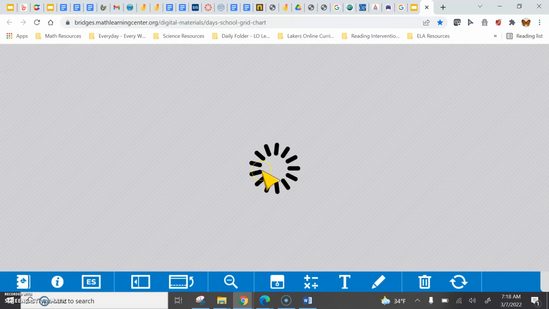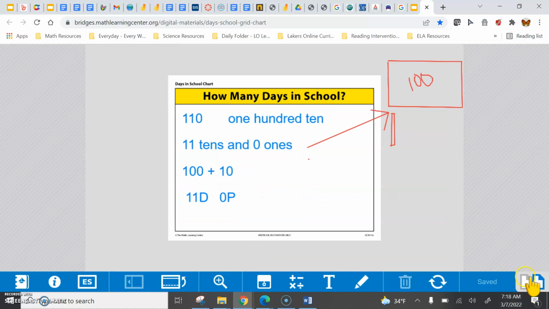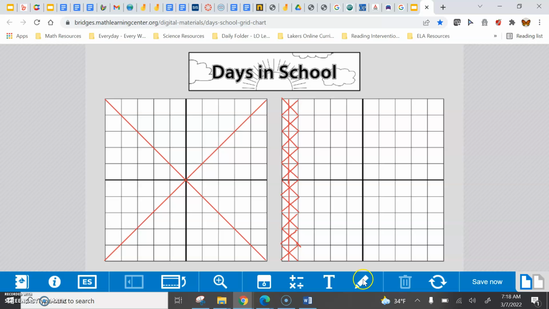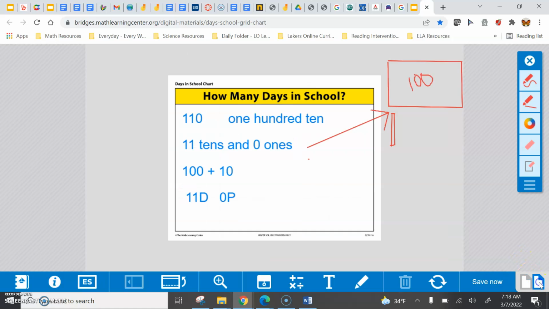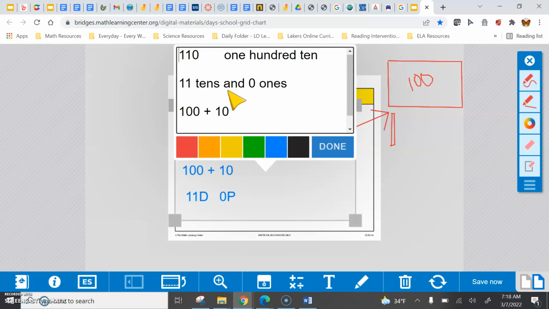Let's talk about our days in school. We have now officially been in class for 111 days. Wow. Time is really going by. So we'll change all of this to 111. 111 with the number word.